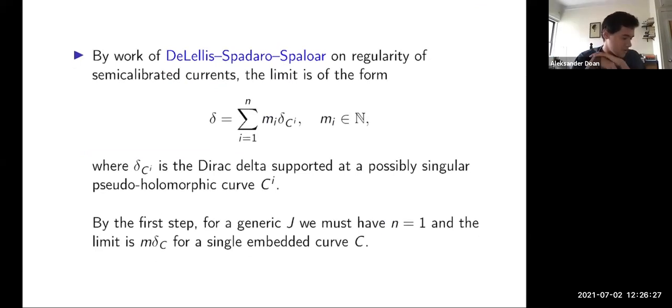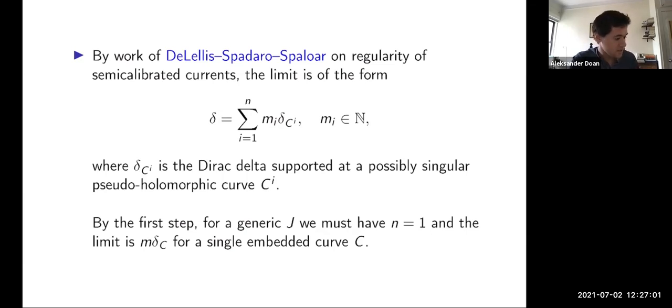But now there is work of Taubes, Spadaro, and Spolaor on regularity of semi-calibrated currents, which says that if you have such an integer rectifiable current whose tangent space is preserved by J, then in fact it is a linear combination of singular pseudo-holomorphic curves. So it's even better than just a general integer rectifiable current. It's in fact as good as you can hope for.